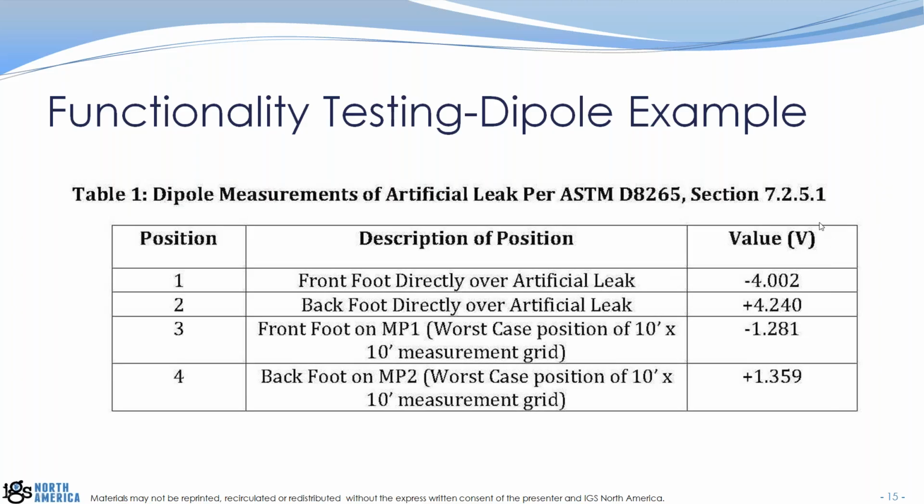So what are we looking for? Well, when the front foot is right on the artificial leak, you should have a very strong negative. When the back foot is on it, you should have a very strong positive. Now you should still have this negative positive shift on measurement point 1 and 2. Sometimes you don't quite get a negative to positive. You might just get a lower value and a higher value. But you still want to see that MP1 is lower than MP2, because what that tells you is that that leak is still detectable at the worst case position.